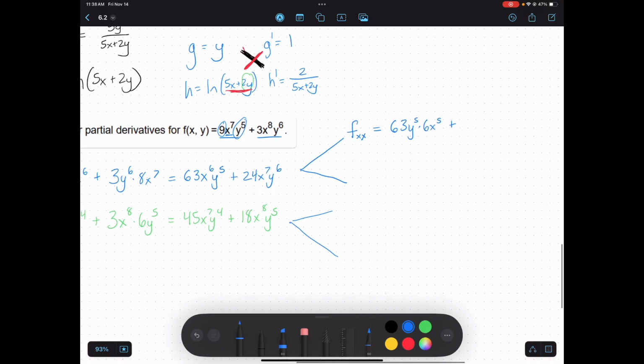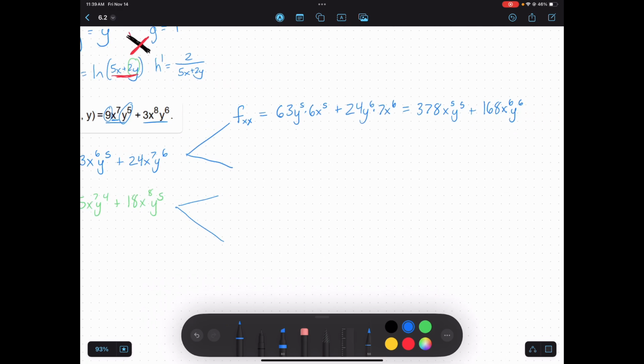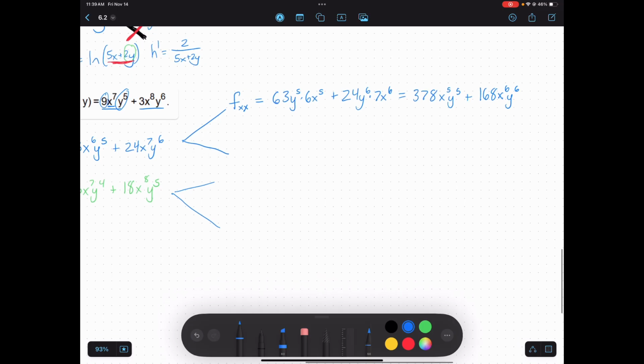I'll do the same thing for the second term. Keep the 24, keep the y term because I'm treating it as constant, and take the derivative of the x term. And that gives me 378x to the 5th y to the 5th plus 168x to the 6th y to the 6th.